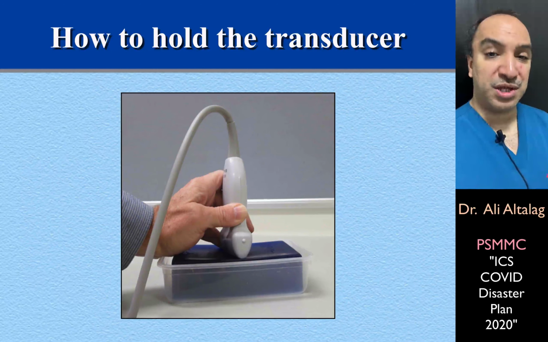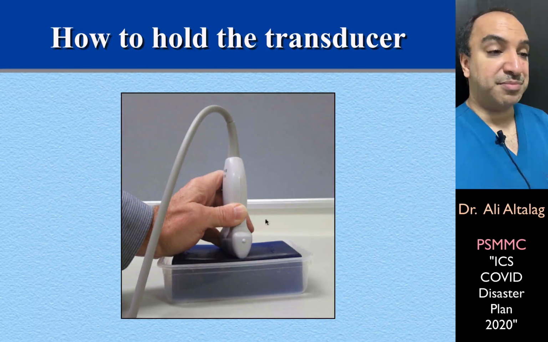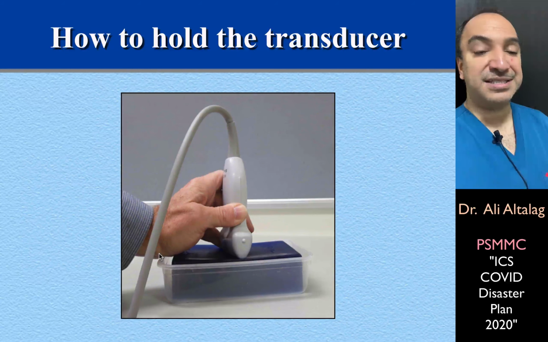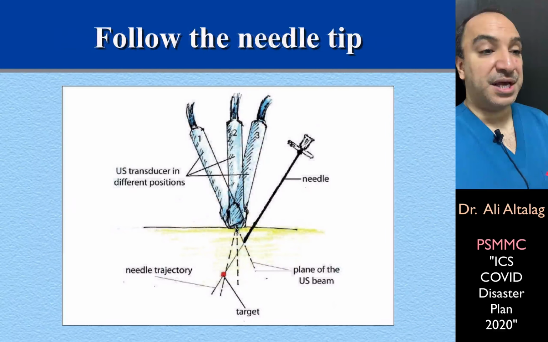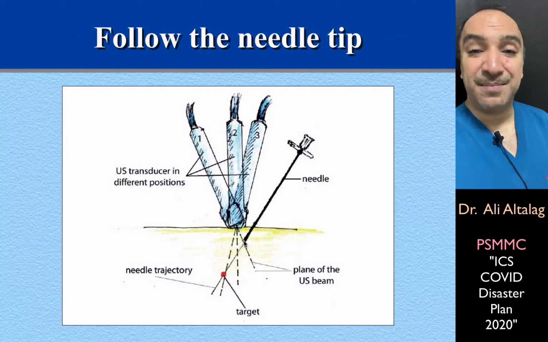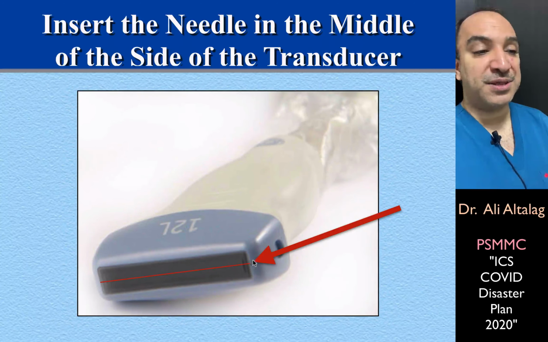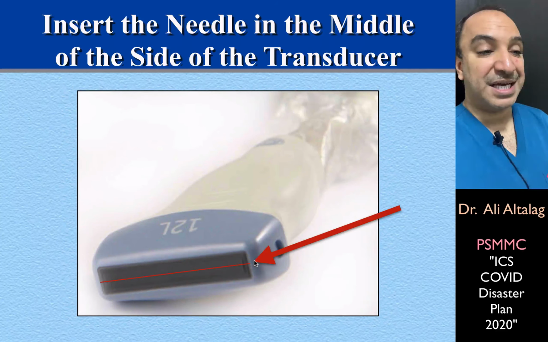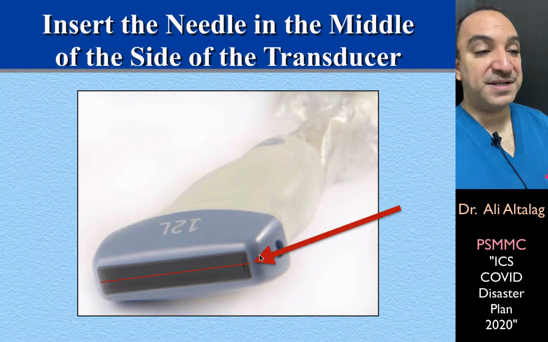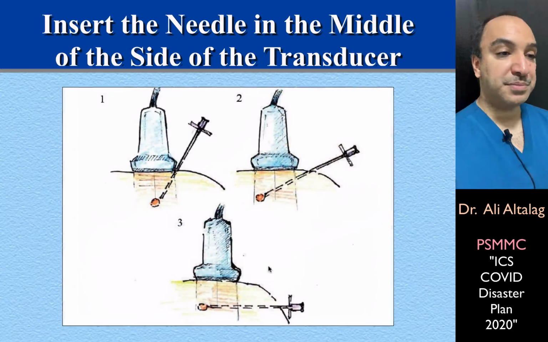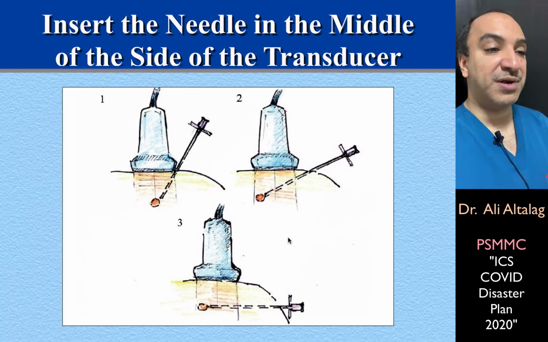Now, it is very important that when you do a procedure, you put the heel of your hand at the patient's body, because this will help you stabilize the transducer. When you use the transverse approach, make sure that you tilt the transducer so that you can see the tip of your needle rather than the shaft of the needle. And when you do the longitudinal approach, make sure that your needle goes right at the middle of the side of the transducer, because the ultrasound passes from the middle of the transducer. And this is how we do ultrasound guided procedure.